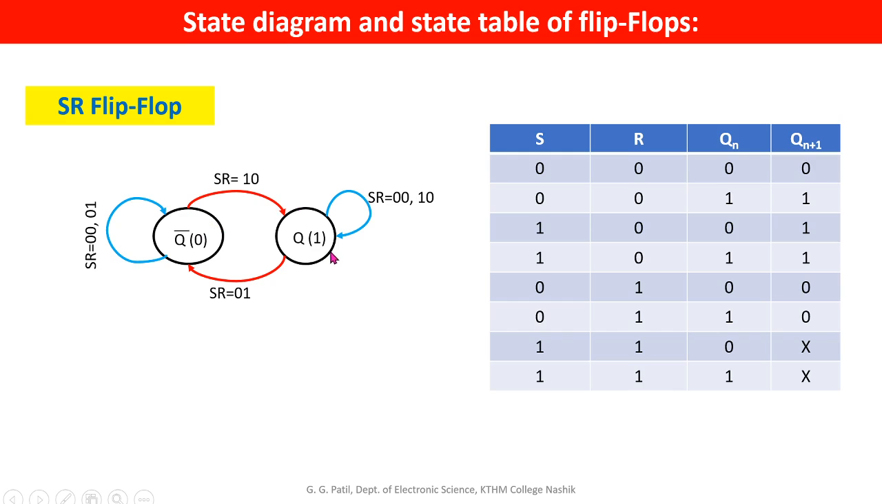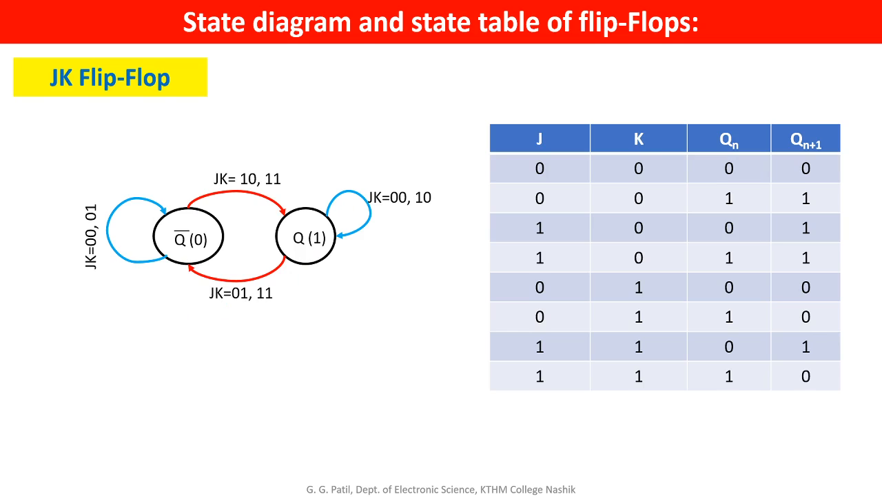Now, if presently the SR flip-flop output is 1 and the input is 0 0, then it stays in the same state. If the input is 1 0, that is S is 1 and R is 0, then the flip-flop remains set, and if the input is 0 1, the flip-flop gets reset. So in this way we can draw the state diagram of the SR flip-flop.